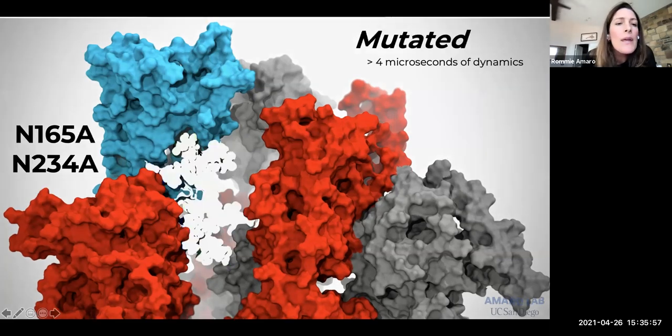So what would happen if we mutate these asparagines to alanine? When we do that, you can't add a glycan there. So our hypothesis was that if we made this mutation, this receptor binding domain would collapse down. It's no longer structurally supported. And so we ran a whole bunch more molecular dynamics simulations of this in silico mutant.